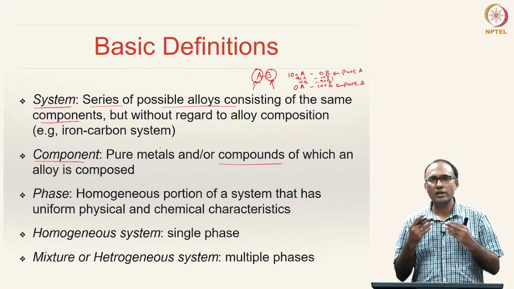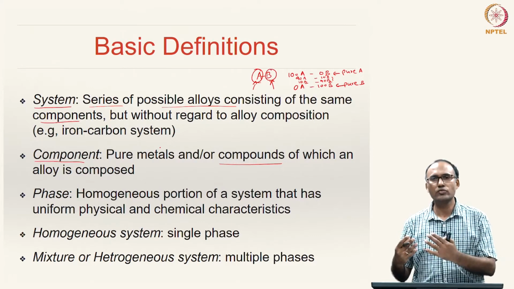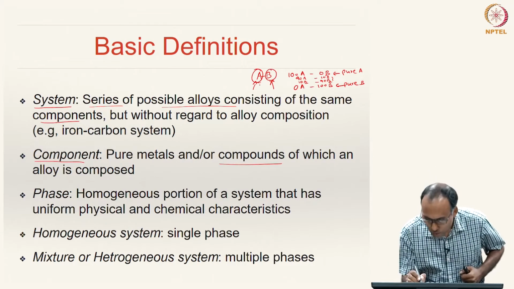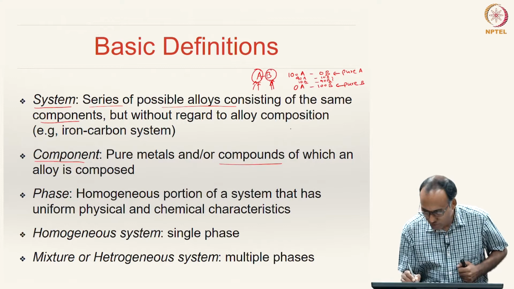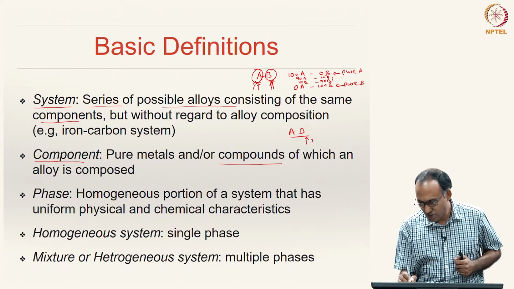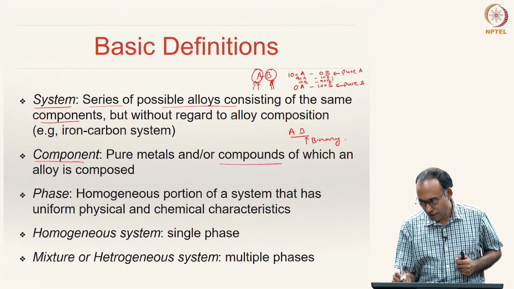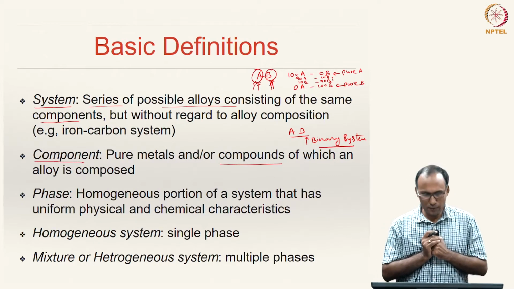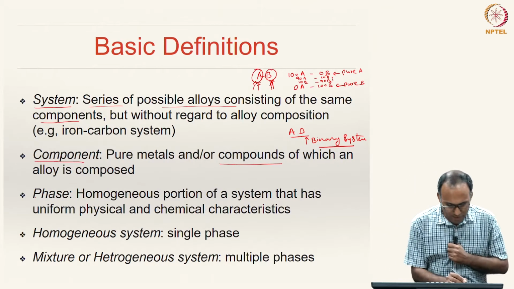So, for instance, your solvent and solute, if you take a two component system. If you take A and B, and there are only two components in an alloy, such a system is called a binary system, and in this class we will only be dealing with binary systems. Okay. And what do we mean by phase?